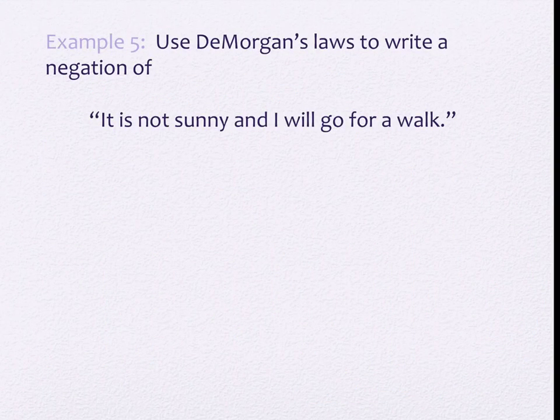All right, we're going to do one more with De Morgan's laws and we'll stop for today. We're going to use De Morgan's laws to write the negation of a statement as opposed to symbols. The statement says, it is not sunny and I will go for a walk. There are three components that need to be negated. What's the first component?